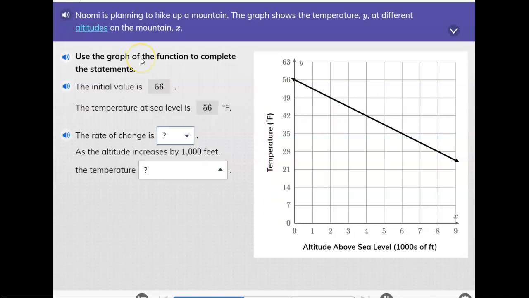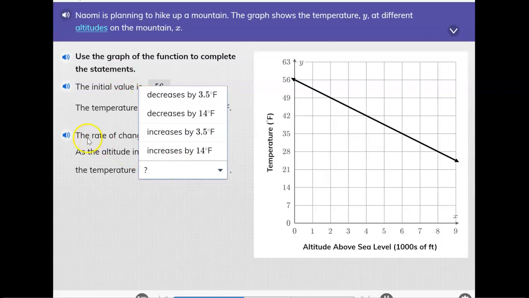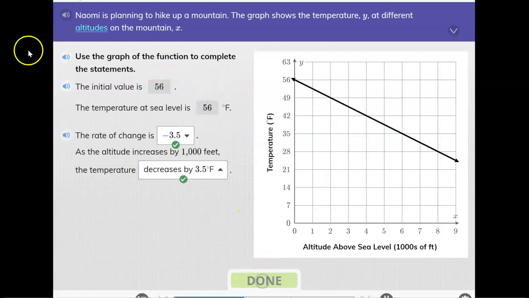So the rate of change here is she's going to start at 56, and then she's going to go down. Here's another point right here, right? So she goes down from 56 to 49. That's down 7. And then she goes over 2, right? And if you put in your calculator -7 divided by 2, you get -3.5. So as the altitude changes by 1,000 feet, your temperature decreases, right? Like it's going down, decreases by 3.5 degrees.